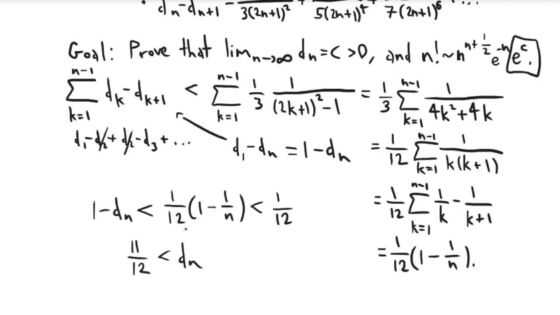So, why is this important? Well, it doesn't really matter that I showed that this is bounded below by 11/12 specifically. It basically just matters that I showed that it's bounded below by something, right?